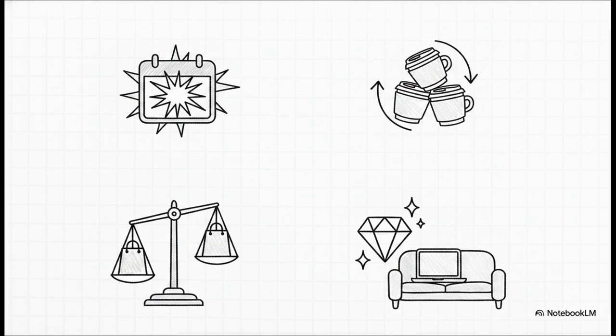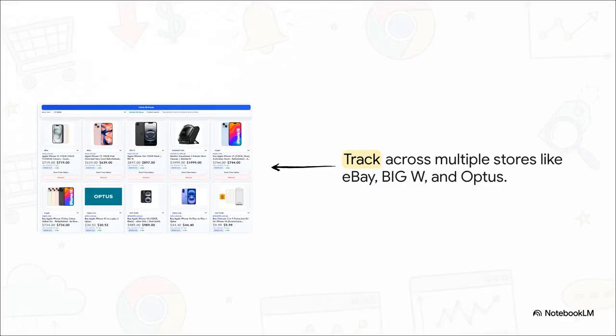And finally, it's super effective for high-ticket items where price swings are substantial. We're talking electronics, fashion, beauty, and home goods. The sheer variety of retailers supported here is incredible. This isn't just some theoretical concept. This is the extension working seamlessly across a massively diverse range of stores.